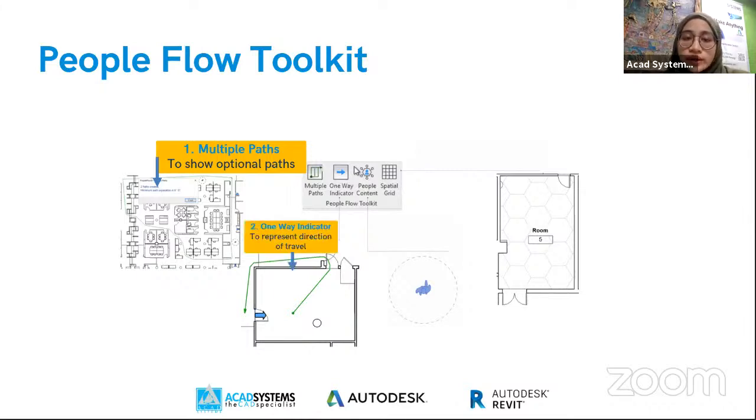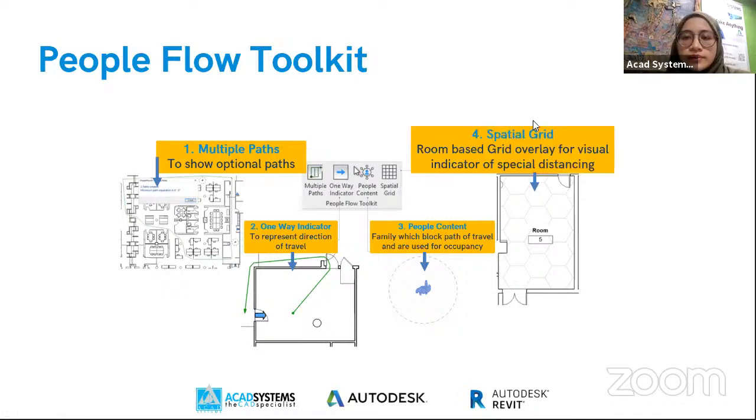The second one is the one-way indicator. If we want to represent the direction of travel, this is the one-way indicator, so we want people to just go in that direction of our path. The next one, I'm going to talk about the people content. We can use the people content family to indicate the blockers within our path of travel, as well as for the occupancy, to indicate how many people we can fit within small spaces. So we use the people content.